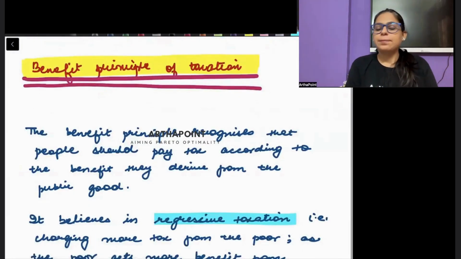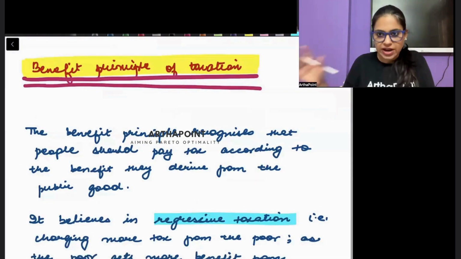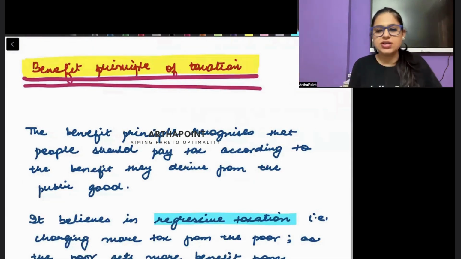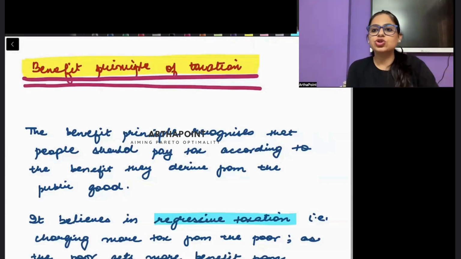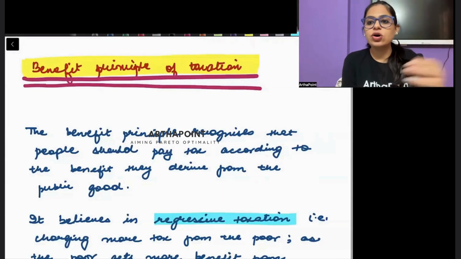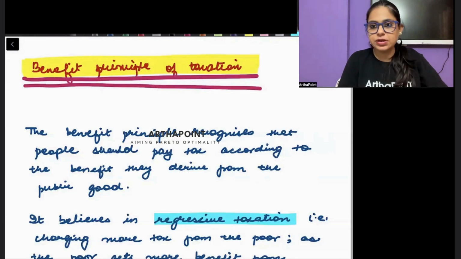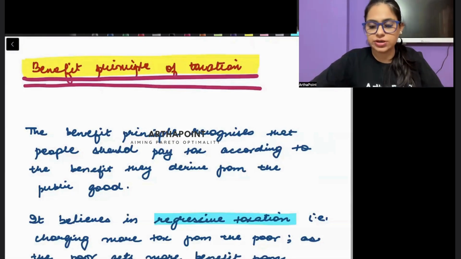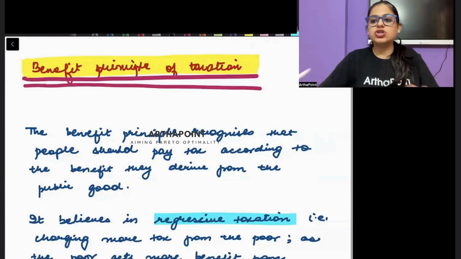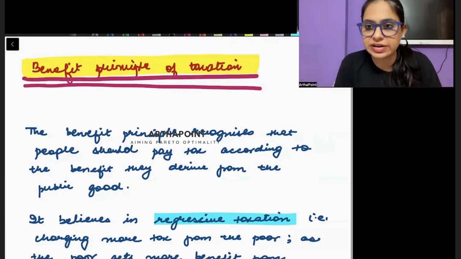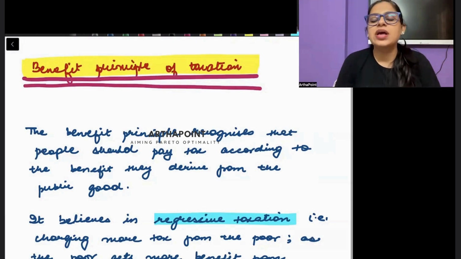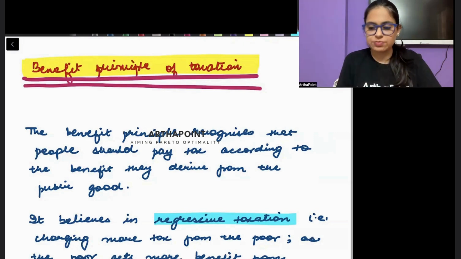Now look here. First, understand what it says, then we will come back to the answer. So, benefit principle of taxation, as the word suggests, benefit principle. It means you're going to charge tax based on the benefit that people get from any commodity, right? So the tax that I will be charging from any person is going to be based on the benefit that people derive from the commodity. So this is exactly the benefit principle.